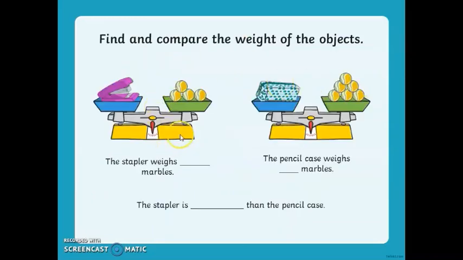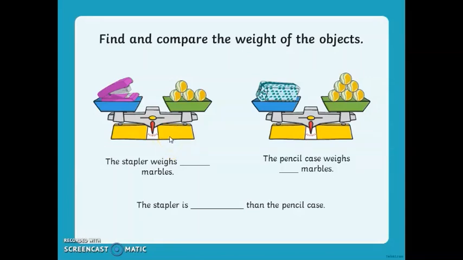As you can see in front of you, there are two objects. Again, we have a stapler and a pencil case. Now we put both the objects on which machine? Dear students, did you recognize this machine? Well then, if you all say it is a balance, as we use the balance to measure the weight of the given objects.